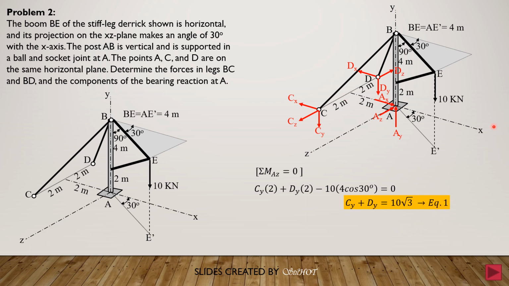Next, we sum up moment about the x-axis so that we only involve CY and DY as well as the moment of the 10 kilonewton load. Summation of moment about the AX axis equals 0 by the right hand rule. We have CY times 2 minus DY times 2, plus 10 times 4 sine 30 equals 0. Simplifying, CY minus DY equals negative 10, equation 2. So we add equations 1 and 2 to solve for CY. Then after that, we substitute the value of CY into equation 1 to solve for DY.